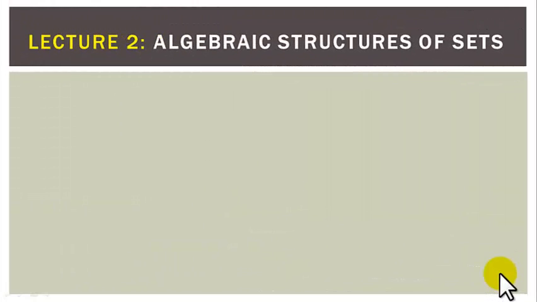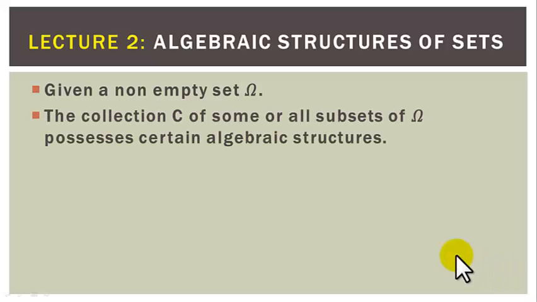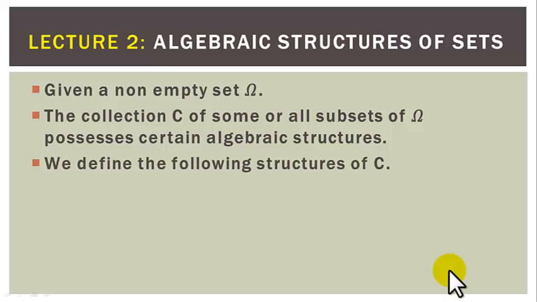Lecture 2. Algebraic structures of set. Given a non-empty set omega, the collection C of some or all subsets of omega possesses certain algebraic structures. We are going to define the following algebraic structures of C.